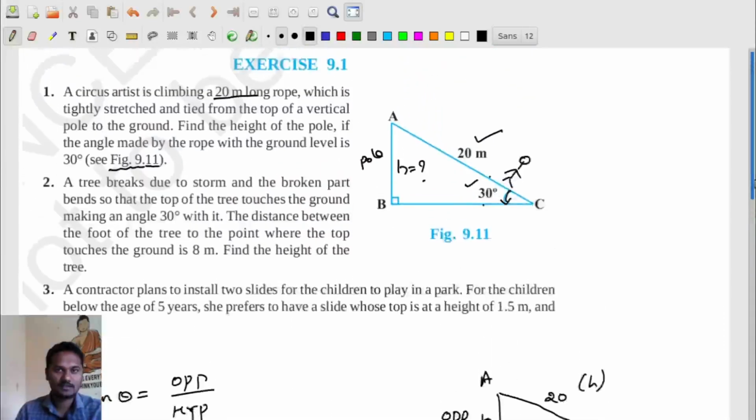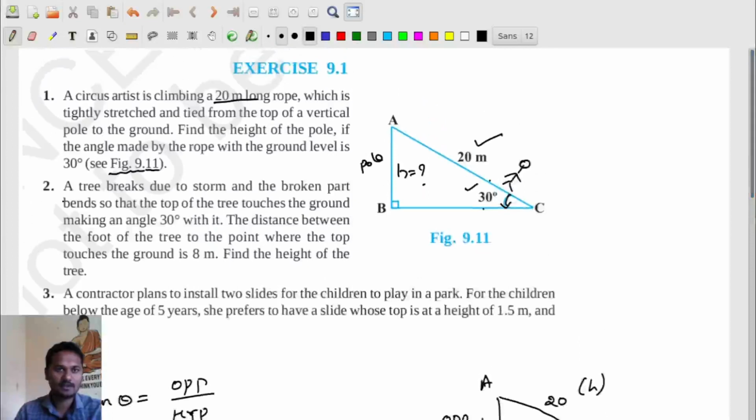Let's take the second one. So here the second question, a tree breaks due to storm and broken part bends so that the top of the tree touches the ground, making an angle of 30 degree with it. The distance between the foot of the tree to the point where the top touches the ground is 8 meters. Find the height of the tree, right?